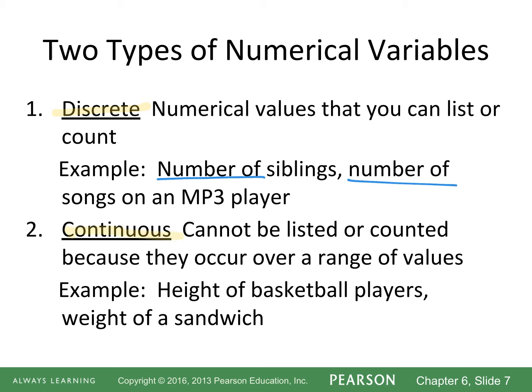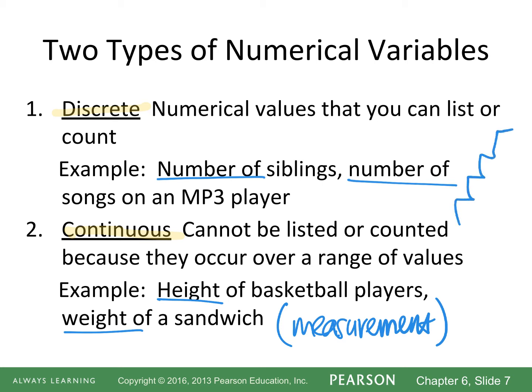Continuous probabilities cannot be listed or counted because they occur over a range of values. Examples are the height of a basketball player or the weight of a sandwich. So here's your hint: when it says height or weight. You can think about it this way: continuous variables are a measurement, and discrete variables are not. They're counted. Another way to think about it is discrete: I could count the number of stairs here, versus continuous: it's over a range, and I can't count on that one.